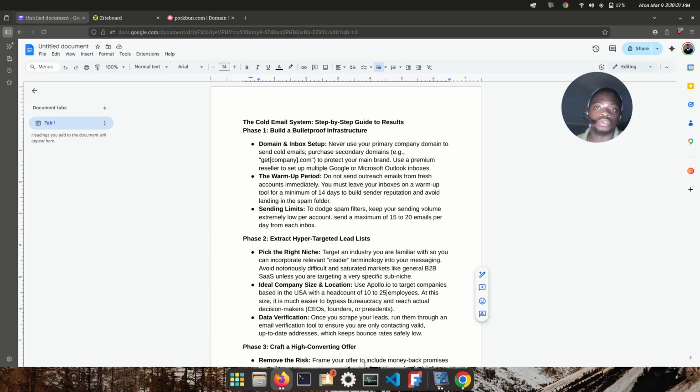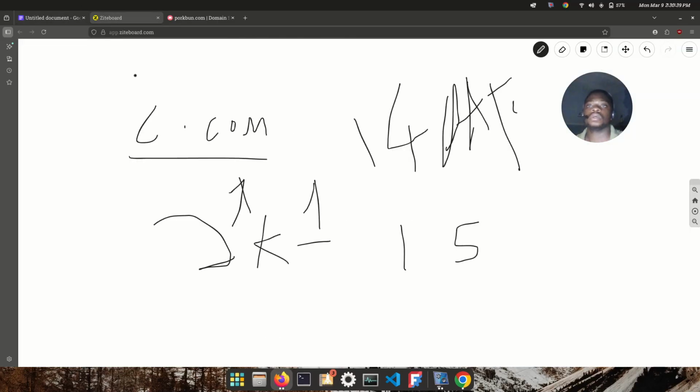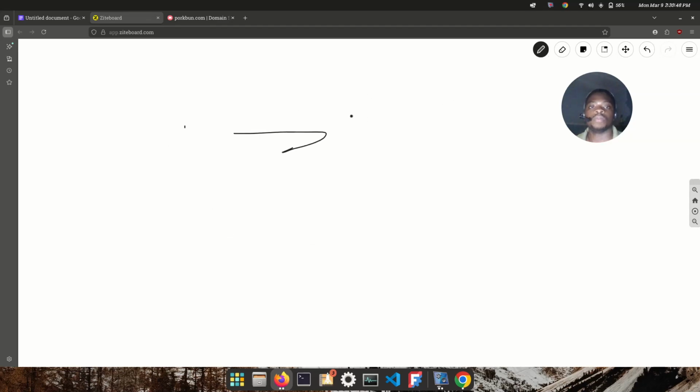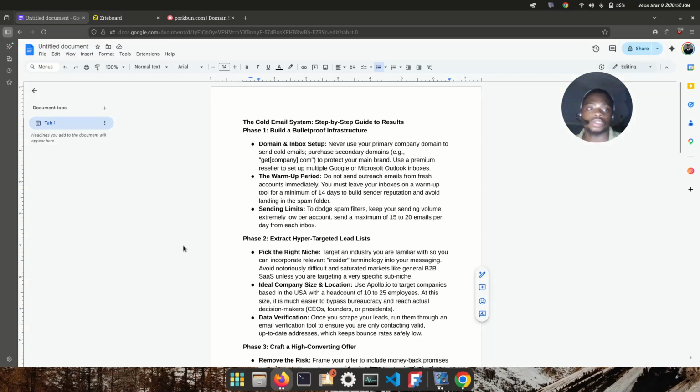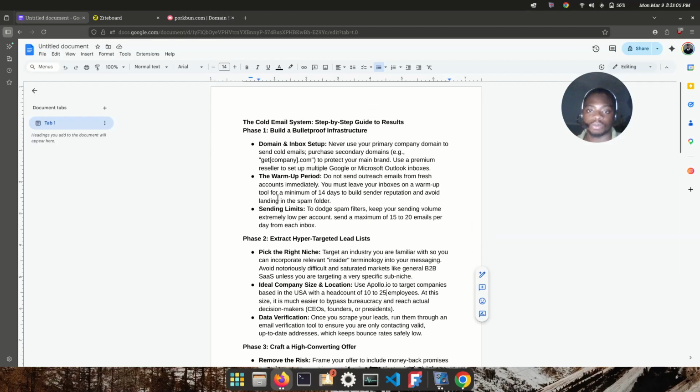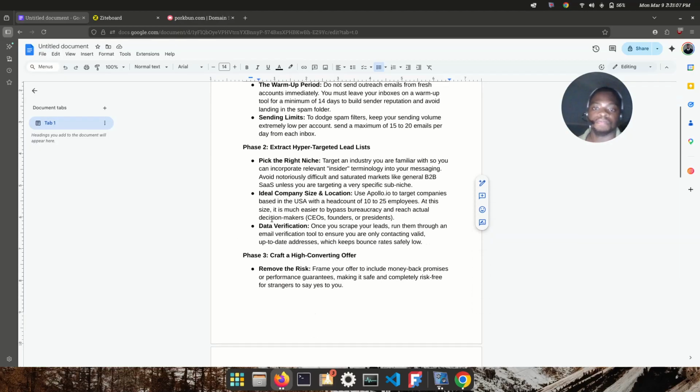You won't have a bounce rate of less than 0.2%. No, sorry, 2%. If your bounce rate is more than 2%, you might end up in spam. So you just want to have that in mind. Keep your bounce rate low. If your bounce rate is low, then it's easy to avoid deliverability issues if you know what you are doing. So just keep your bounce rate low.